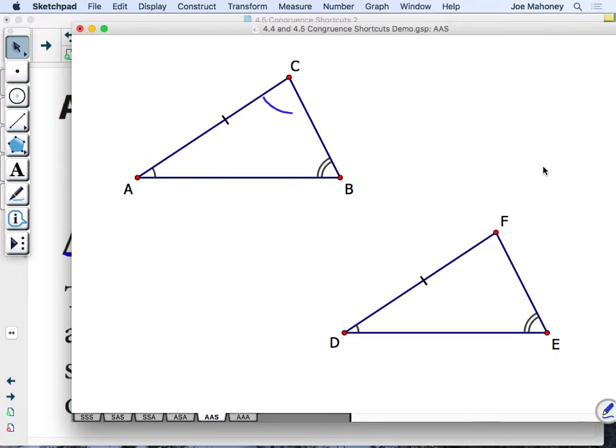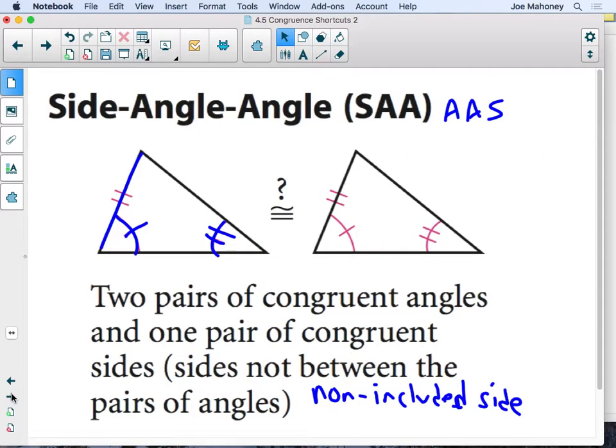So if angle C is congruent to angle F, then by angle, side, angle, my triangles are congruent. So we actually prove angle, angle, side works by using angle, side, angle. Pretty neat. So angle, angle, side, good.